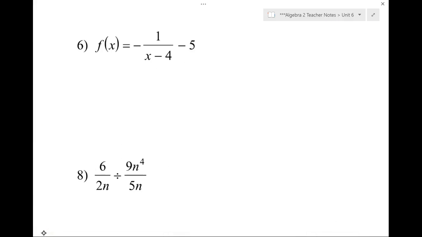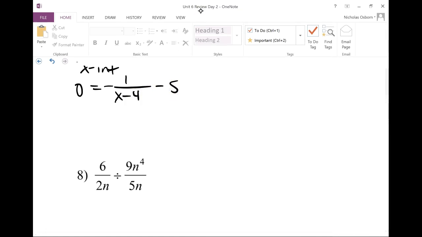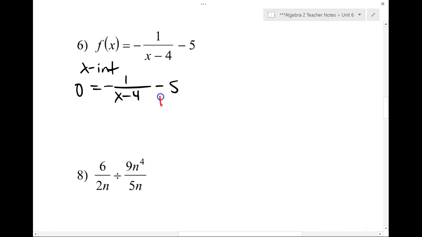Okay, now we're going to find the x and y-intercepts for this function. So, same thing, if we're looking for the x-intercept, remember y is equal to 0, so set it equal to 0, and rewrite the function. Now, let's isolate x first by adding 5 to both sides. This cancels out. And then we have positive 5 here, negative in the front of the function.